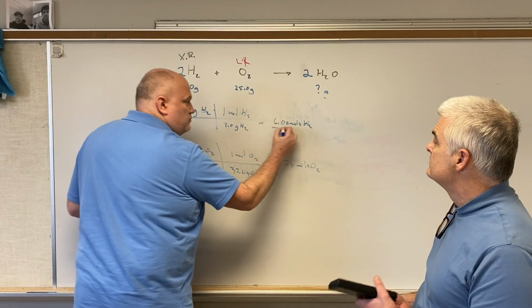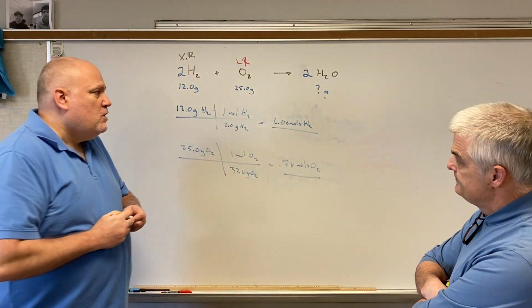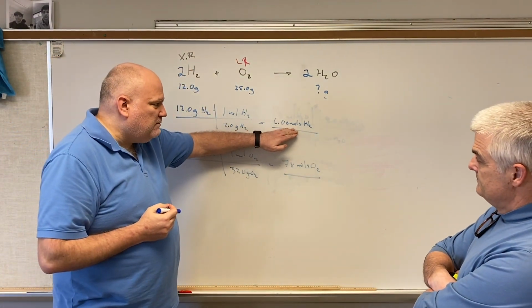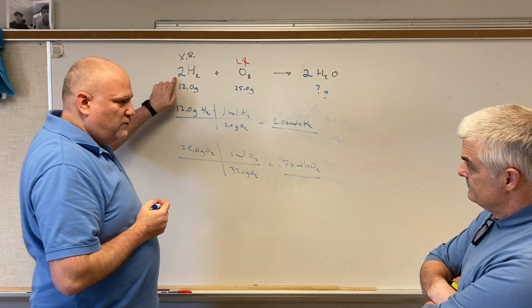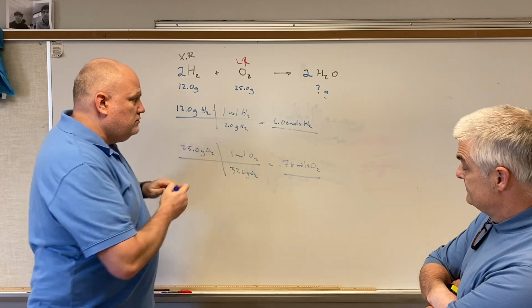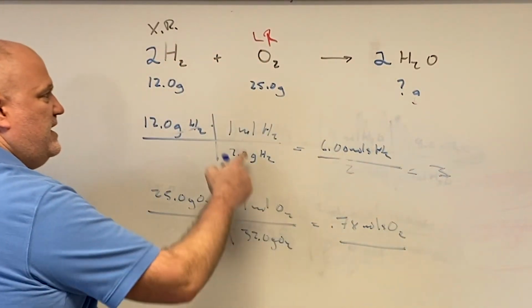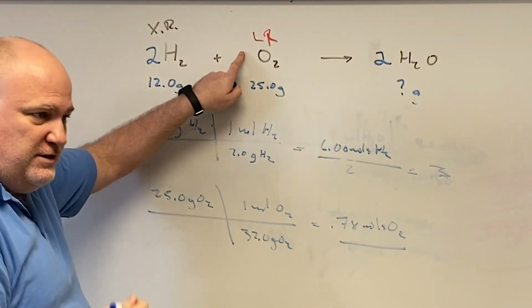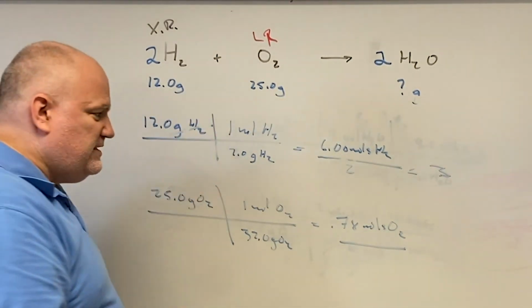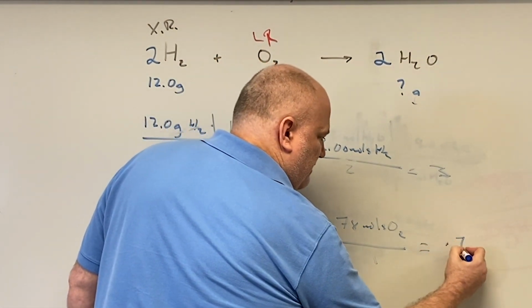So this is the true number of moles of both hydrogen and oxygen. Here's the cheaty way. You take both numbers of moles and divide them by your coefficient. So for hydrogen, 6 is divided by 2. I can do that in my head, that's 3. And 0.78 divided by the coefficient, which here is 1, gives me 0.78.